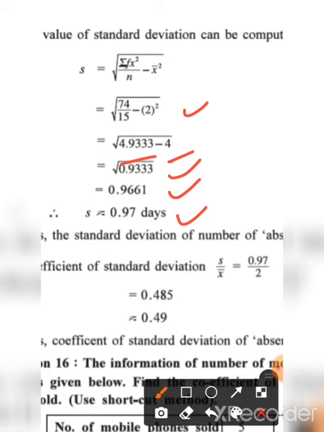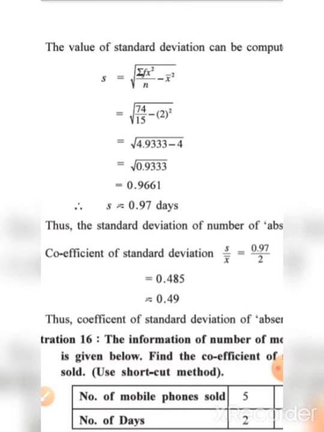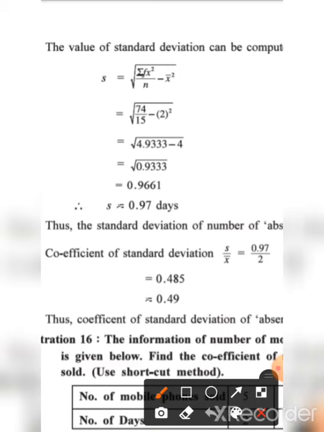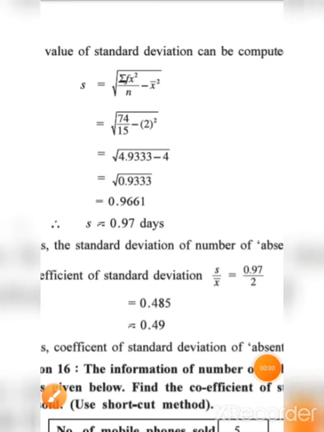Now while we talk about the coefficient of standard deviation, the formula becomes s, that is standard deviation, divided by mean. The standard deviation over here had come up to 0.97, and our mean was 2. So as you divide by 2, your answer is 0.485, so it is actually 0.49. So the coefficient of standard deviation is 0.49, and as it is a relative measure, you will not get any unit for it. So that is our coefficient of standard deviation.